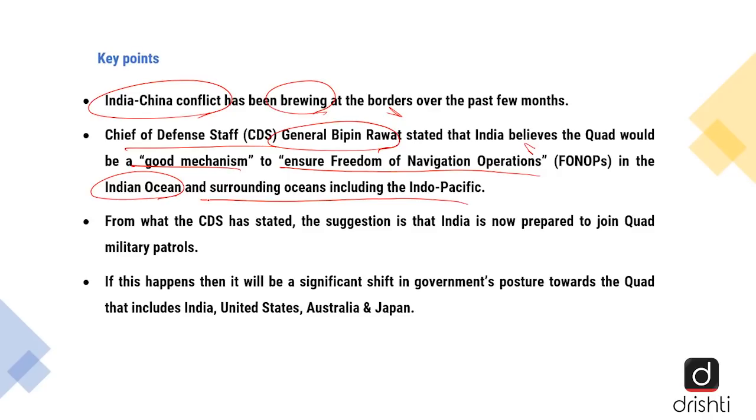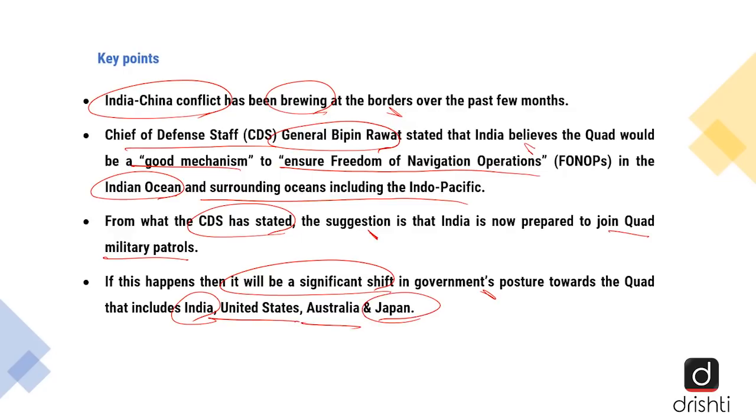Now, from what the Chief of Defence Staff has stated, the suggestion is that India is now prepared to join Quad military patrols and also place more significance on the Quad. If, as the CDS has stated, this is the policy and if this happens, then it will be a significant shift in the government's posture towards the Quad. That includes India, the United States, Australia and Japan. Now, why did I say it will be a significant shift?